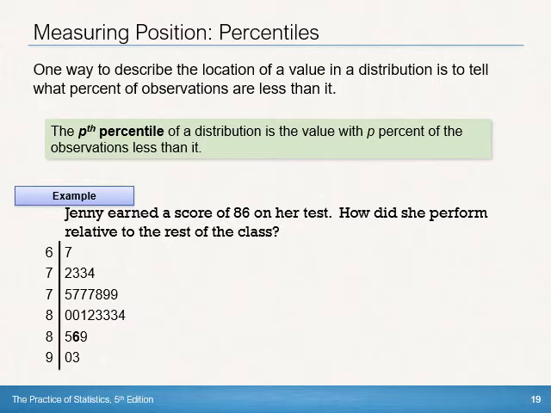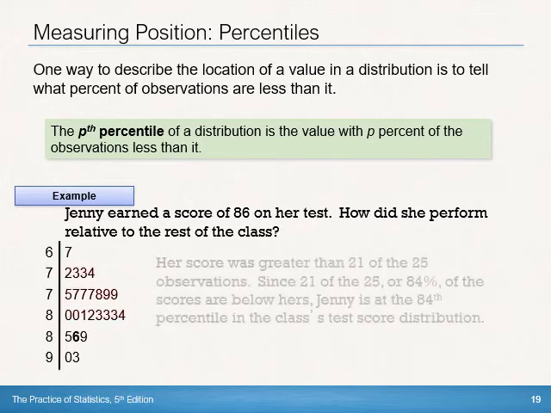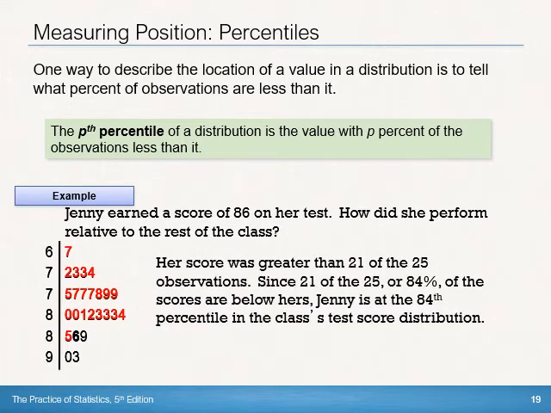People that did worse than her. And there were 21. So we would look at her score is greater than 21 of the 25 data values, and so that would correspond to a percentile of 84%. All right, so she's in the 84th percentile. She did better than 84% of her classmates.